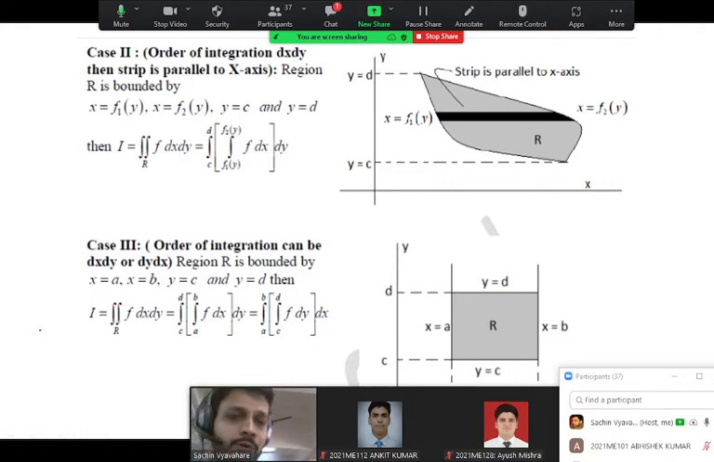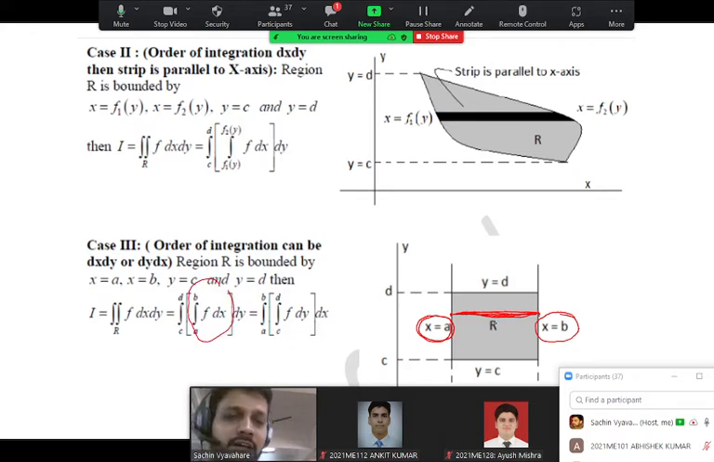For example, if you want to see the limits with a strip, I will draw this strip. If I take a horizontal strip, you will observe the lower end touches x equal to a, so that becomes the lower limit for x. And this upper end touches the curve x equal to b, so that becomes the upper limit of x. So this is the limit for x, a to b.